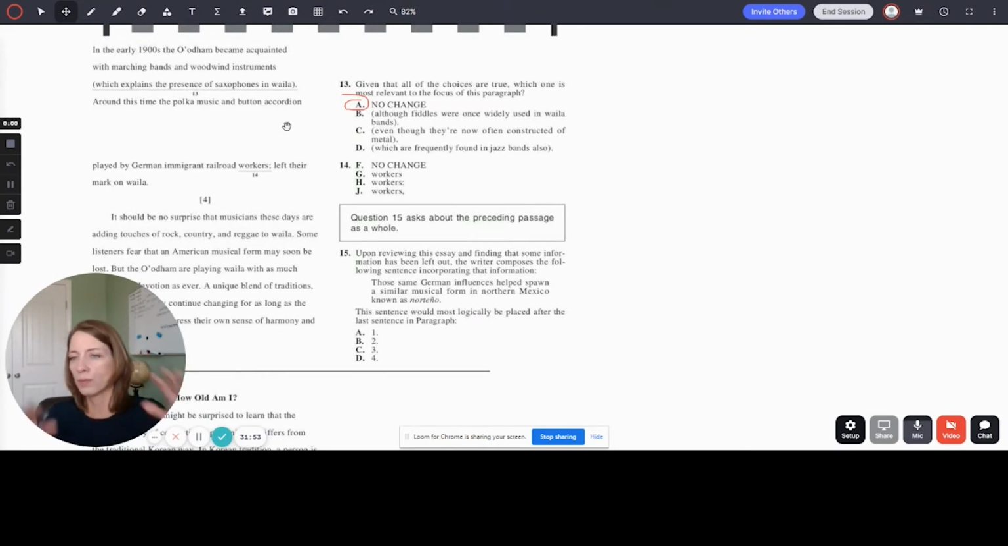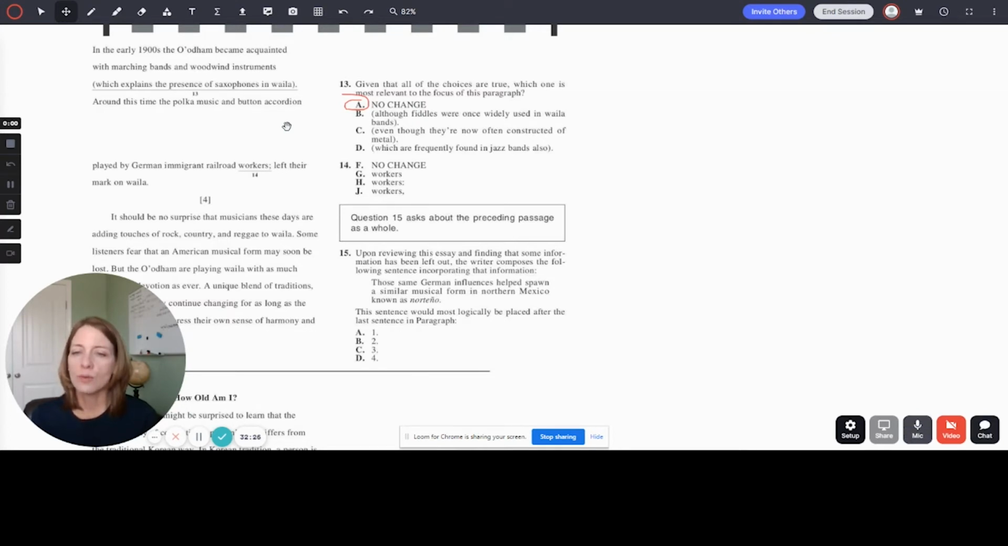Around this time, the polka music and button accordion played by German immigrant railroad workers left their mark on Wally. So now we're going polka music and button accordion played by German immigrant. Honestly, I'm starting to get a little tired. You're probably getting tired of hearing me, but you can pause. But I'm going to keep going. Bless my heart. It's taken me 32 minutes to get to 14.